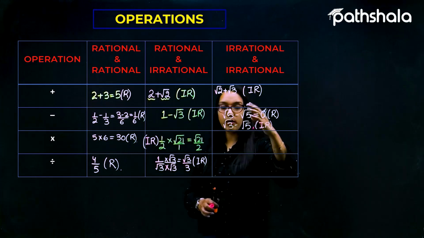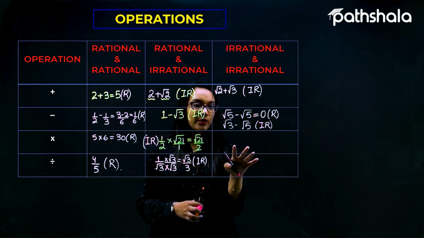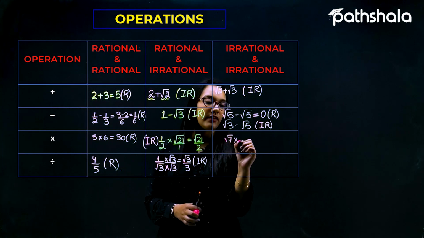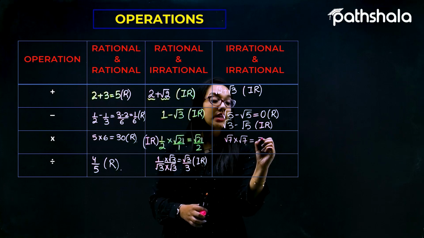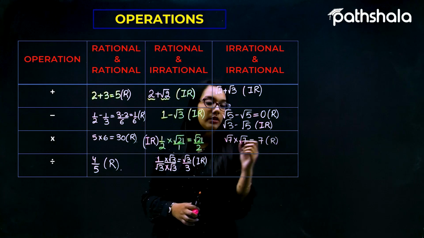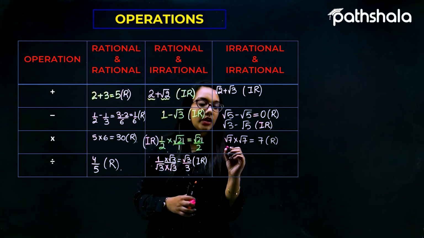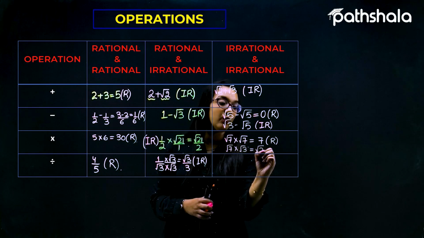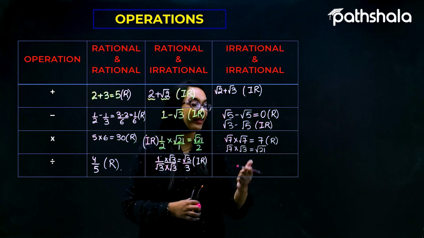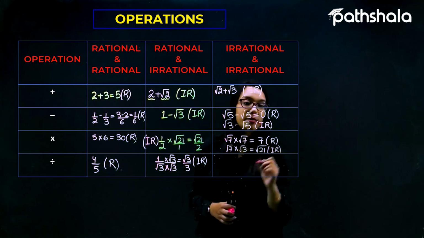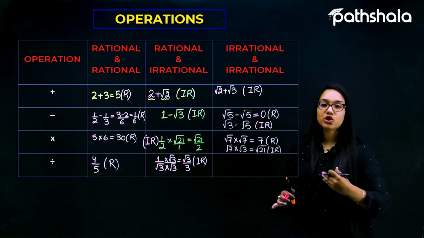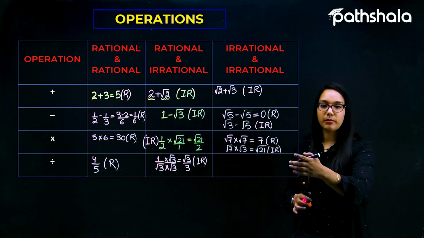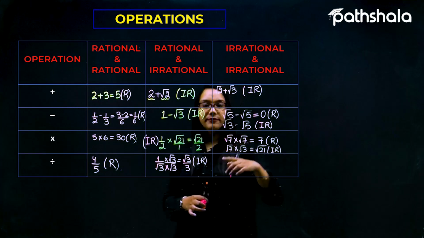Let us suppose we are talking about multiplication. Let us suppose I take root 7 into root 7. If we multiply root 7 into root 7, the answer is 7, so it is nothing but a rational. But if we multiply root 7 with root 3, the answer will be root of 21. 7 into 3 is 21, and this is an irrational number. So it means that the multiplication of two irrational numbers can be either a rational or an irrational number.